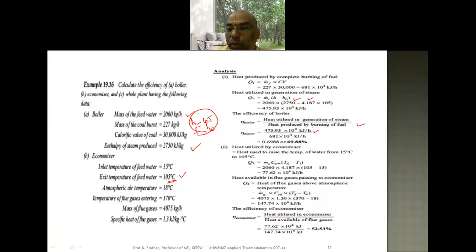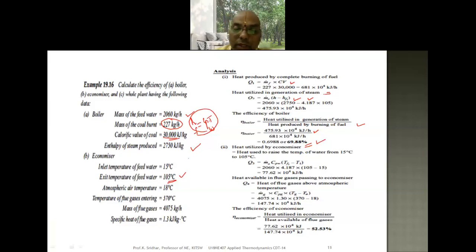Next, in the denominator, the heat produced by the burning of the fuel is m dot f into CV. The mass flow rate of the coal burnt is 227 kg per hour. Substitute here. The calorific value of the coal is also given, 30,000, so that we are able to calculate the heat produced by complete burning of the fuel. So substituting, you get the boiler efficiency as approximately 70%, that is 69.88 percent.